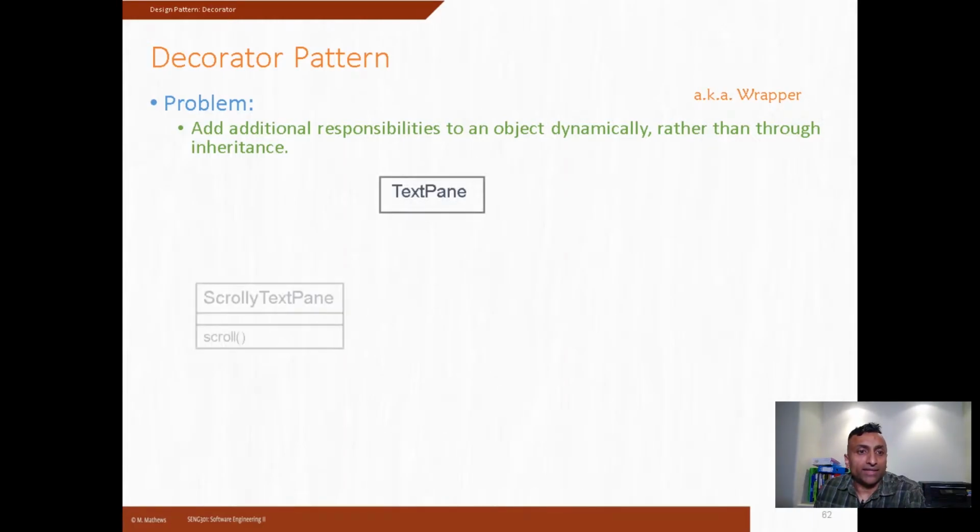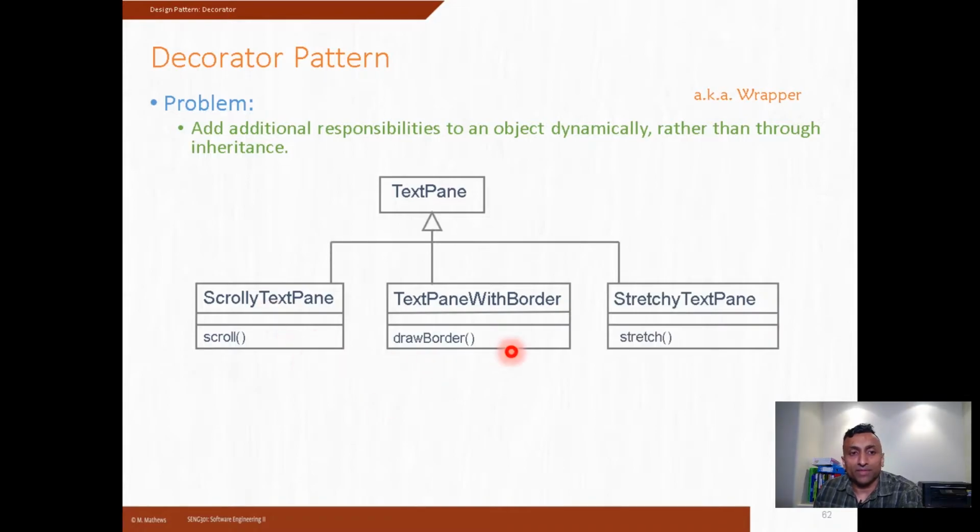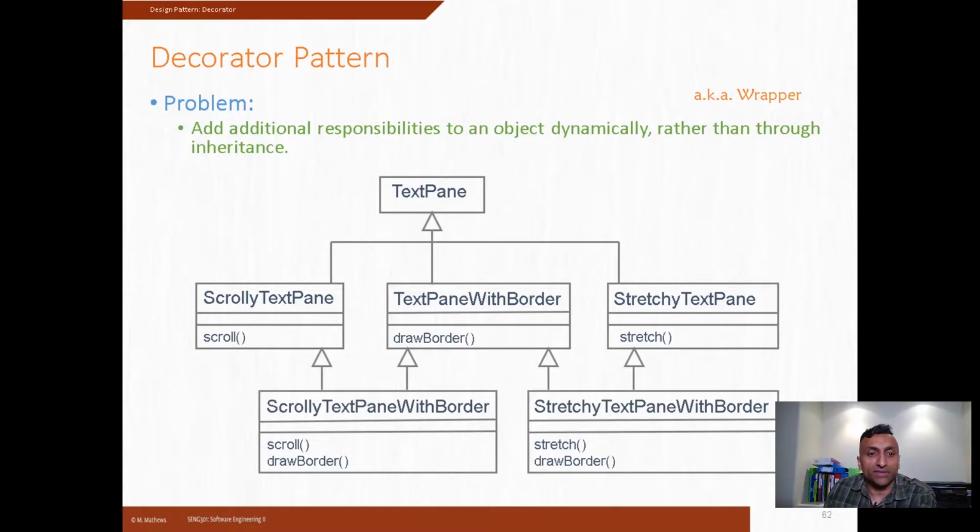Let's look at an example. Let's say that I've got a text pane and I've got different kinds of text panes, right? I've got one that can scroll, I've got one that has a border, and one that can stretch. So far so good, but I might want a text pane that can both scroll and have a border, or one that has a border and has the ability to stretch, or maybe all three of them. It can scroll, it's got a border, and it can stretch. In this particular case, what do we do? Well, this doesn't look very good with all the multiple inheritance, and we're going to have a total mess here.